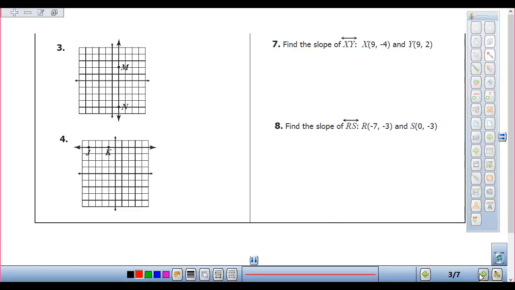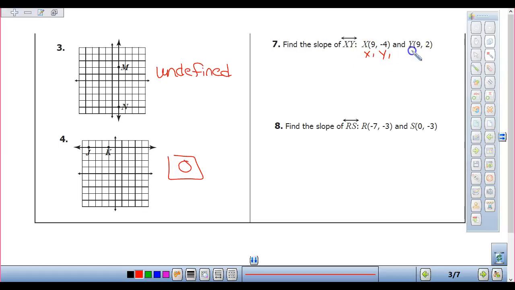What is the slope of my line of number 3? Undefined. What is the slope of my line of number 4? 0. Alright, I think we need a little more practice in 7 and 8.